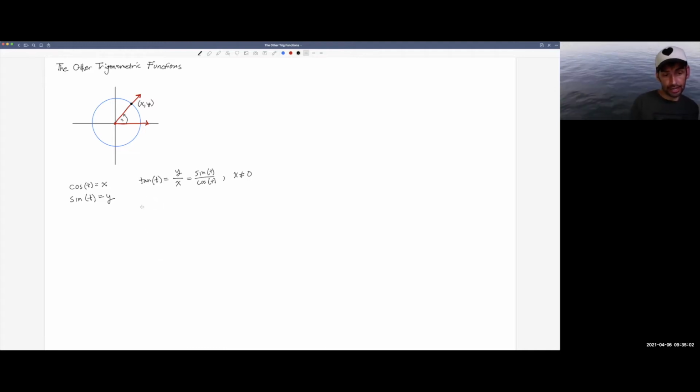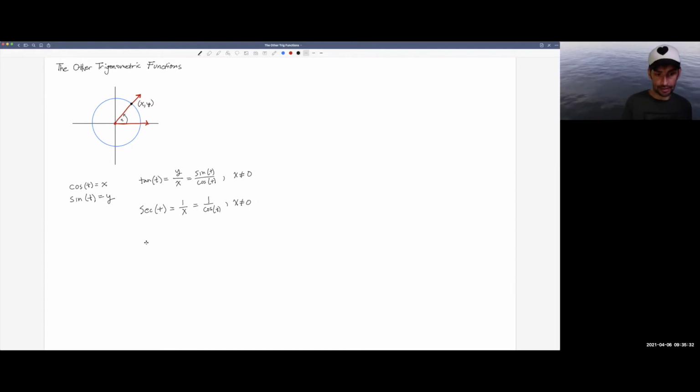We also have the secant, which is going to be 1 over x, or 1 over the cosine. And again, this is only defined where x is not equal to 0. So it has the same holes in it that tangent does. Whenever cosine is 0, secant is not defined.